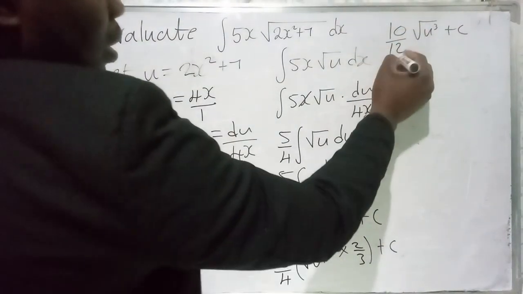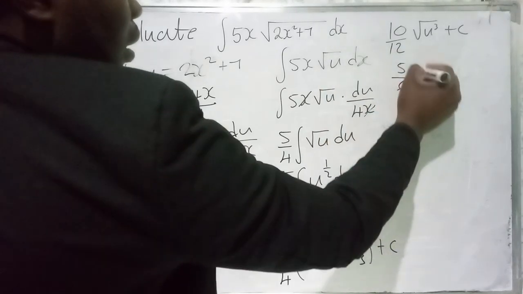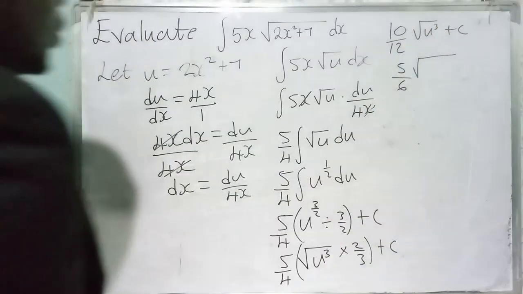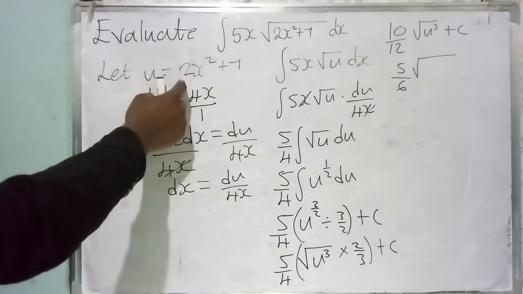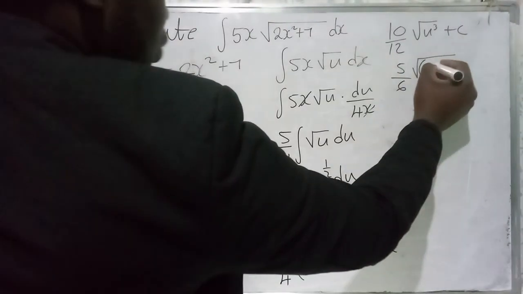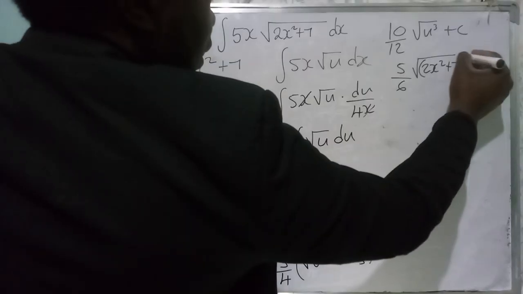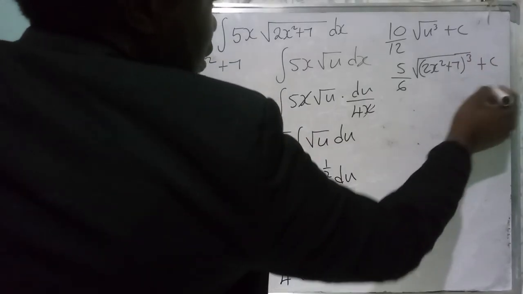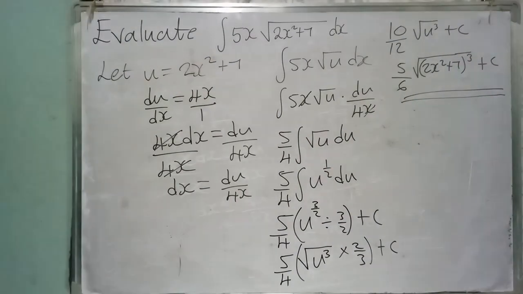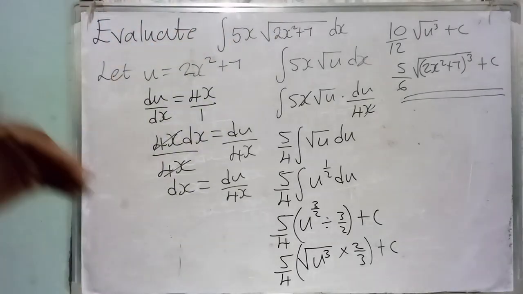Dividing by 2, 10 becomes 5 and 12 becomes 6. Then for u we substitute 2x squared plus 7, because u is equal to 2x squared plus 7. So we have 5 over 6 times the square root of 2x squared plus 7 to the power 3, plus c, and this is the final answer. That's how you solve this type of equation. So when you are given this type of equation, you apply the same concept.